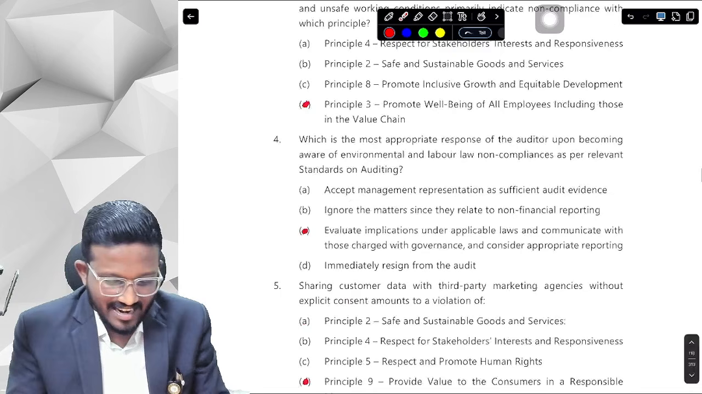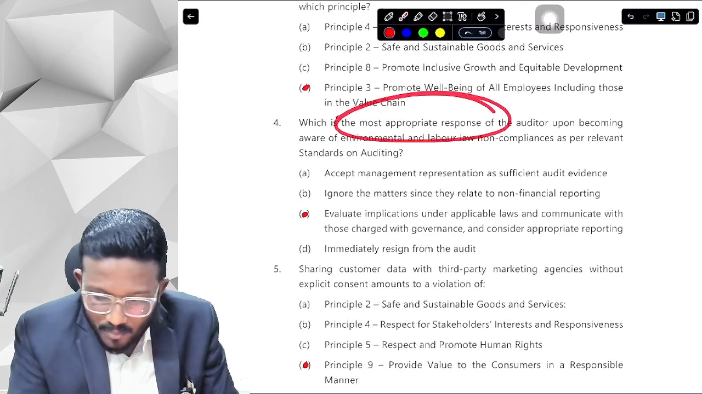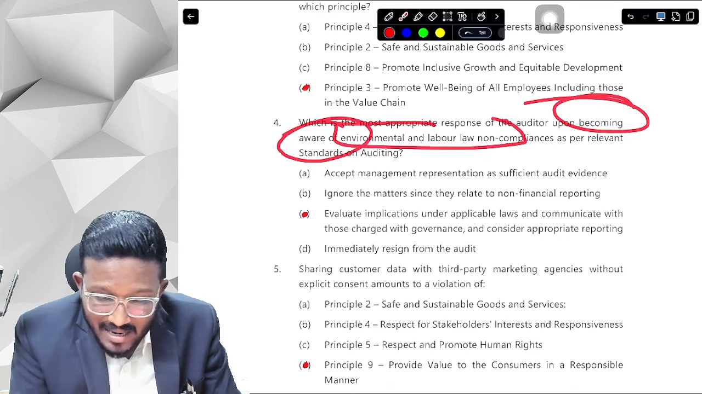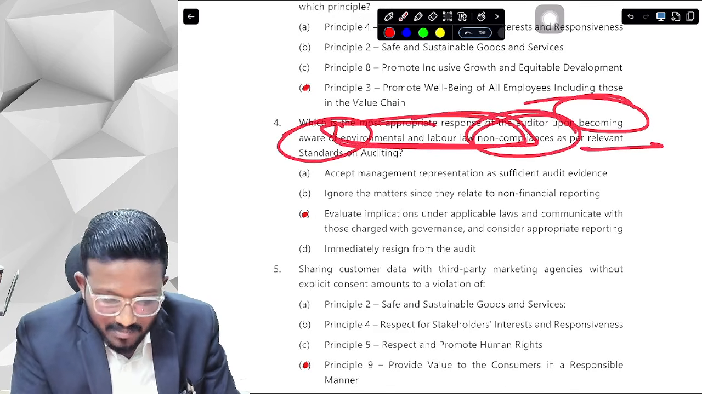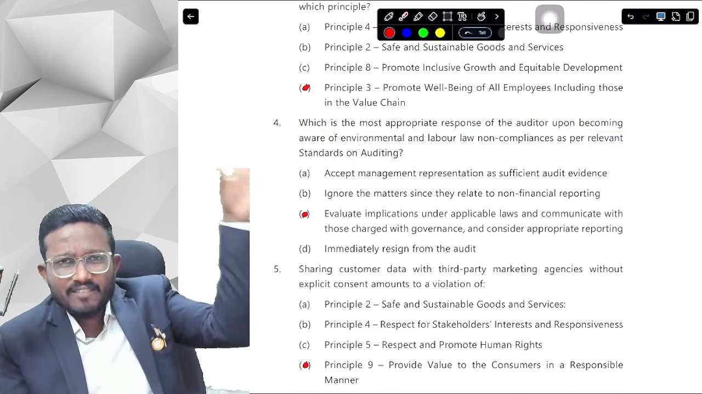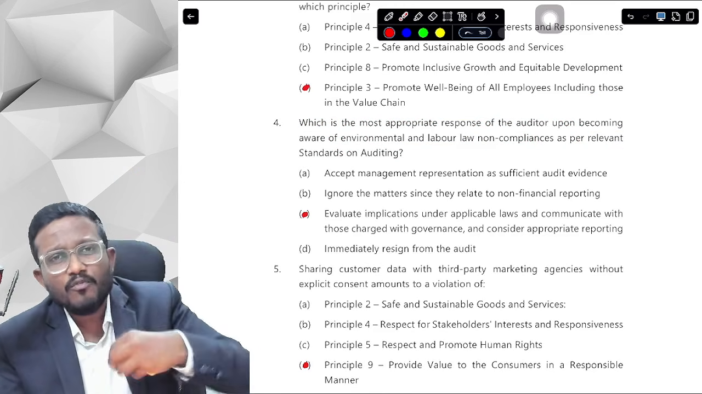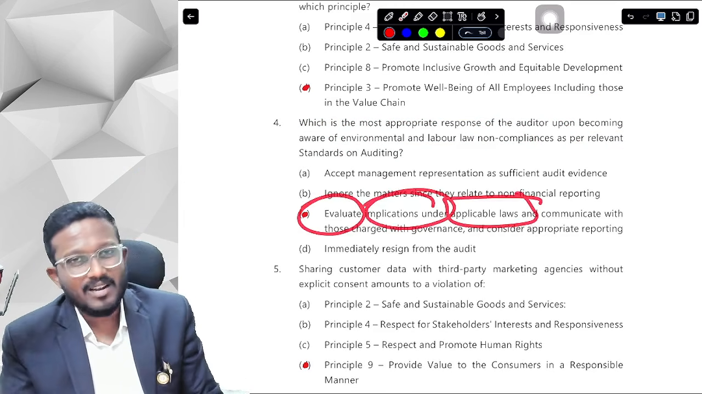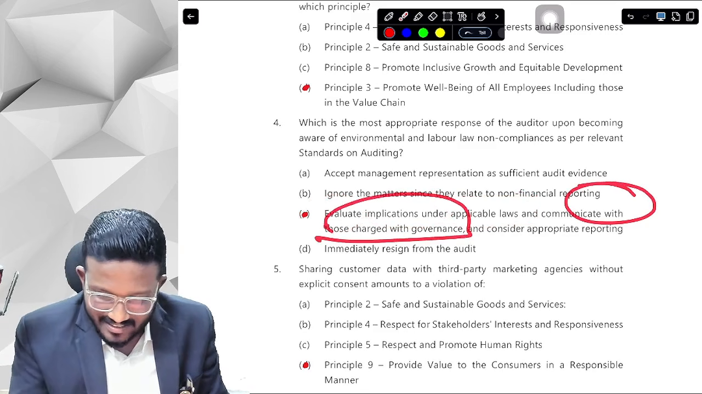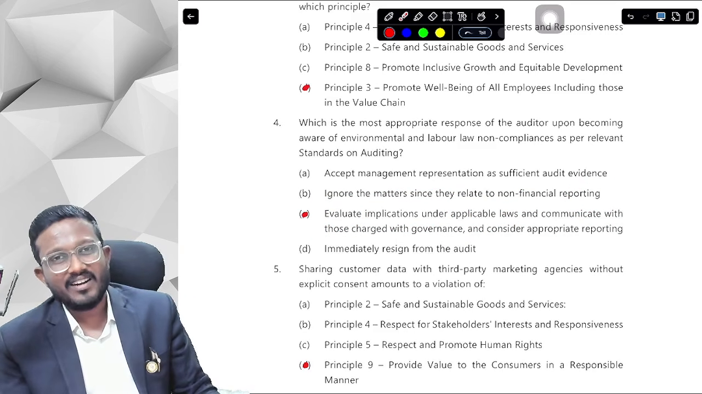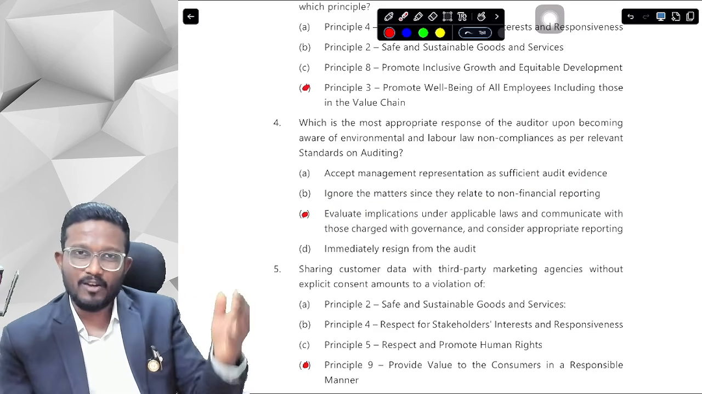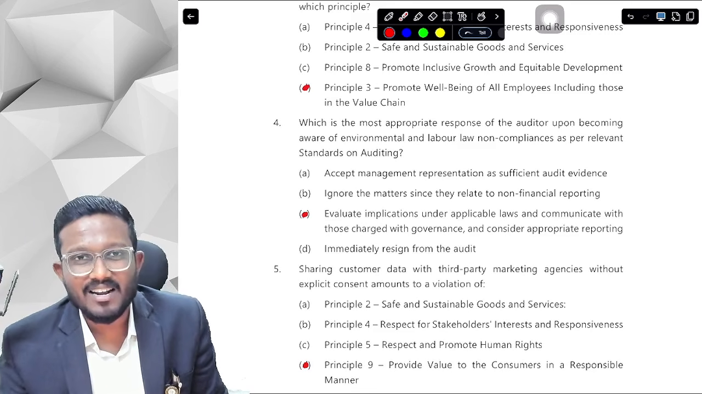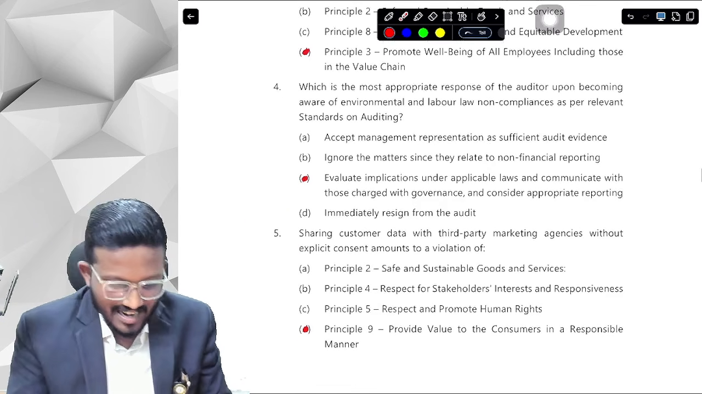Okay, yes sir. Next, question number 4, which is the most appropriate response as an auditor we can give by becoming aware of environmental and labor law non-compliances as per relevant SA. So there is an environmental and labor law non-compliance. So what should we do as an auditor? We should evaluate their implications under applicable laws and communicate with the TCWG and consider appropriate reporting. Obviously, we need to evaluate the implication. We need to communicate to TCWG and check how they are impacting our reporting as well. Okay, yes sir.